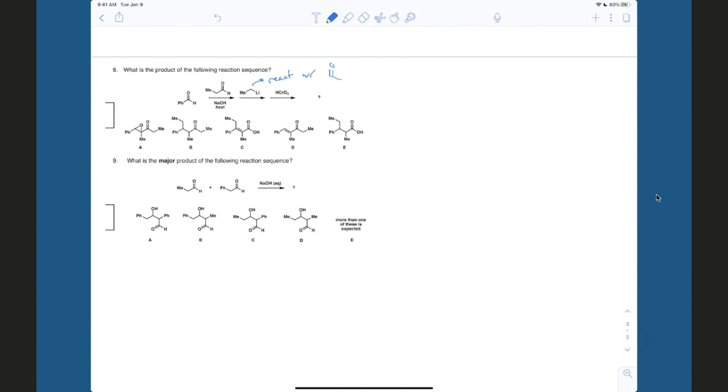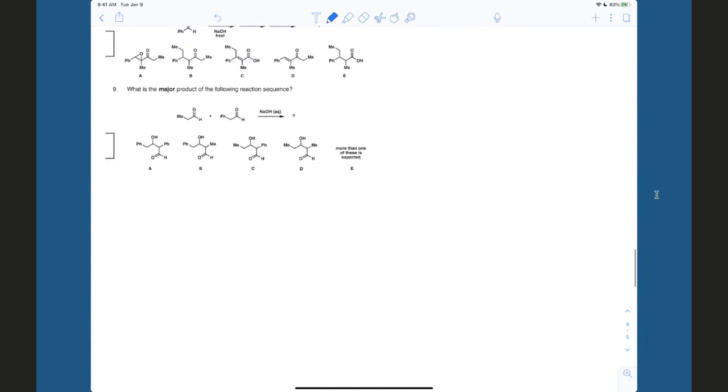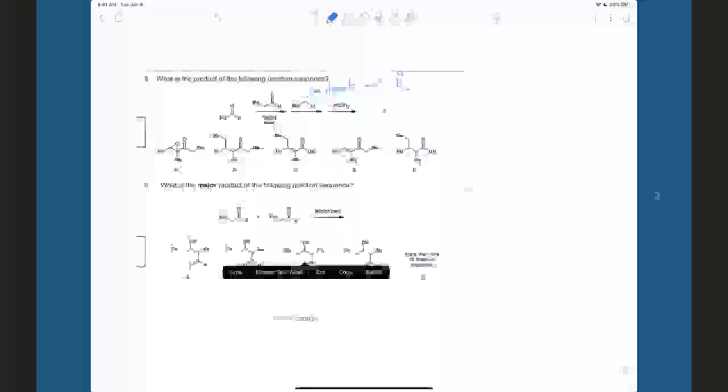Different types of carbonyls. We're going to talk about 9. Okay, cool. So we have sodium hydroxide and we have 2 aldehydes. So this is an aldol reaction. We have 2 different aldehydes. What is one of the qualifying things we need when we have 2 different aldehydes to get it to work well?